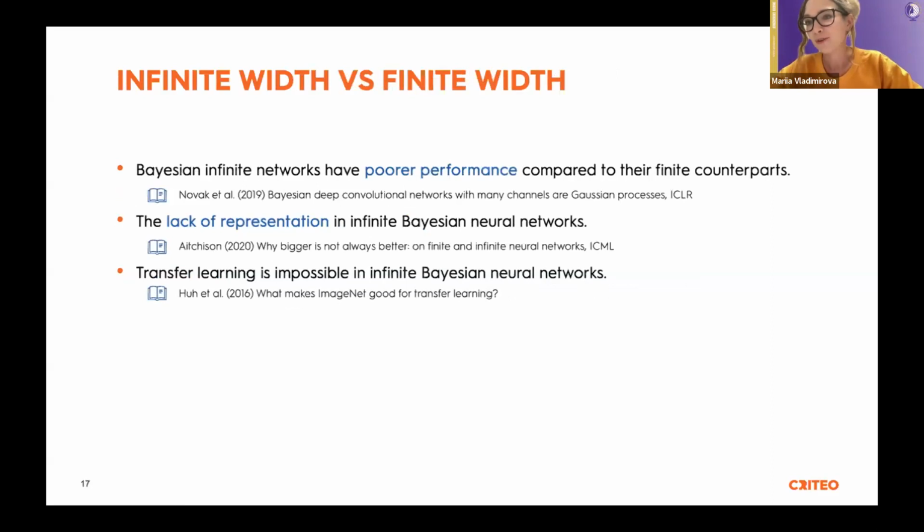Though we actually have finite width, so it's not perfectly correct to assume that we have infinite width neural networks. And it was shown that these Gaussian processes at the limit have poorer performance than Bayesian neural networks with some inference. They lack representation because in the end, Gaussian processes have a fixed kernel, and they work worse than Bayesian neural networks. Because of this as well, transfer learning is not really possible.